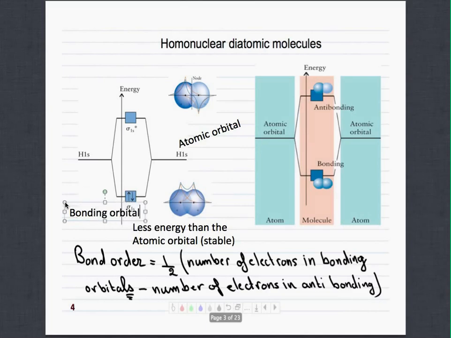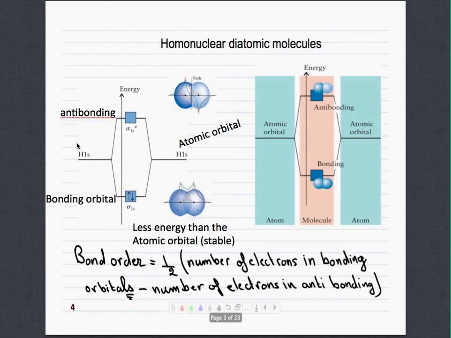Due to this interaction between 1s and 1s, the first thing we form is a molecular orbital which is more stable than the atomic orbitals. And then the second one is another molecular orbital, but it is higher in energy than the atomic orbitals, and it is called anti-bonding. This is when 1s and 1s combine.